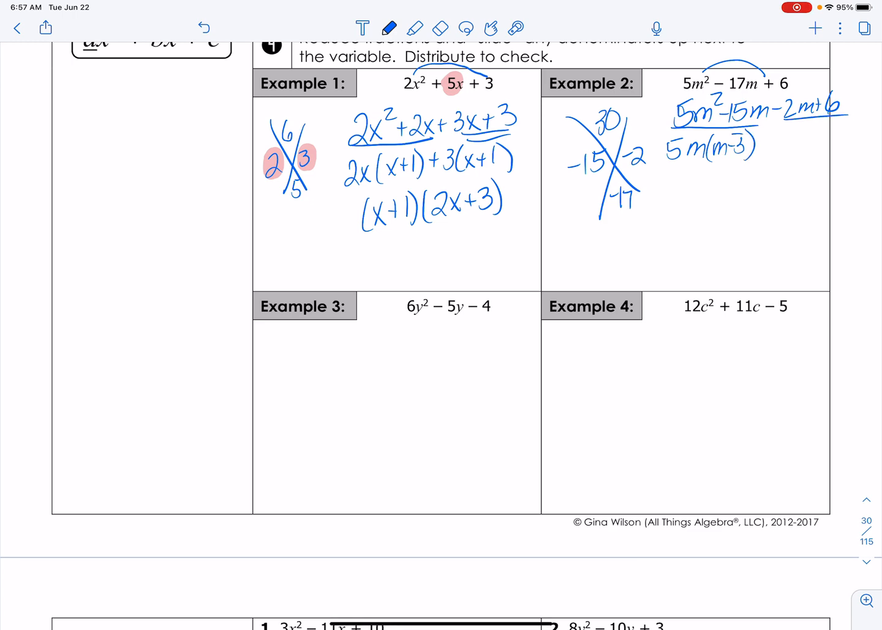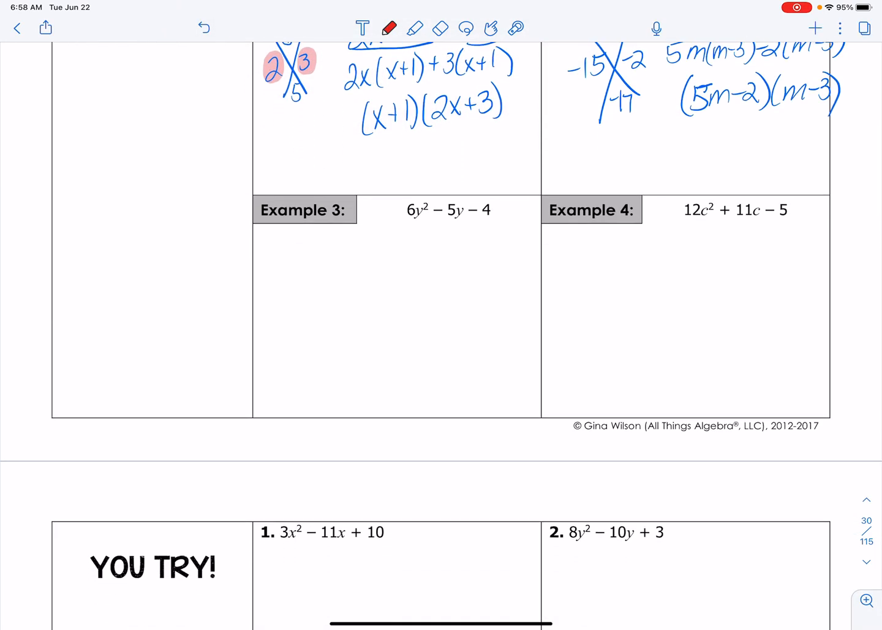And out of the back two, I can't take out a positive because I need a minus 3. So I'm going to have to take out a negative, and I get m minus 3. So my answers are 5m minus 2, the stuff in front, and the stuff inside. Okay, so you can do these problems exactly like you were doing the last ones. They just have numbers in front.